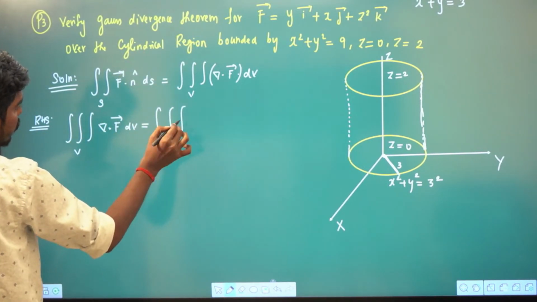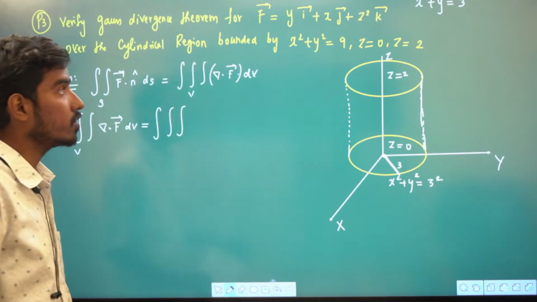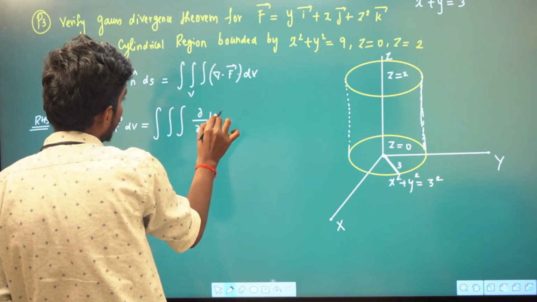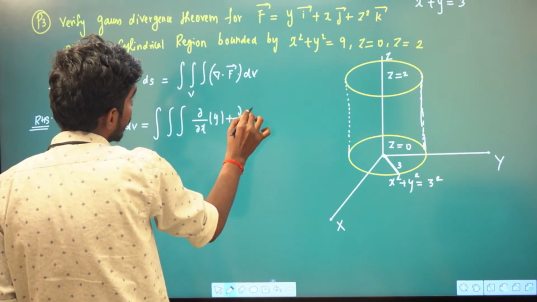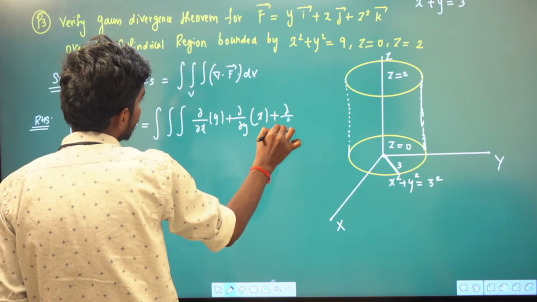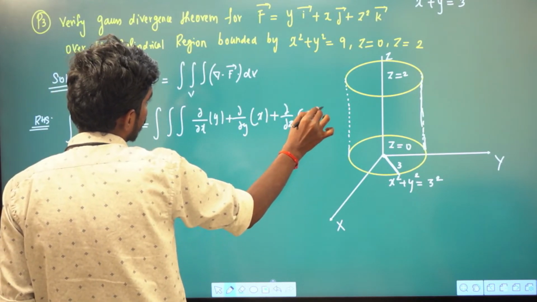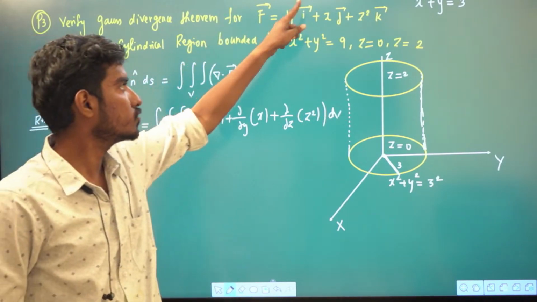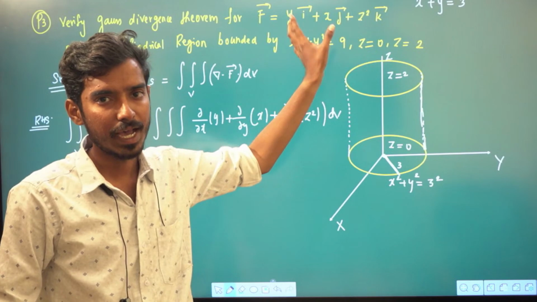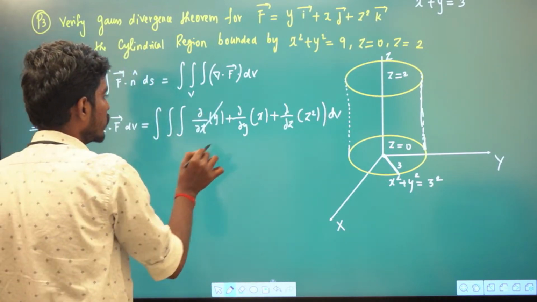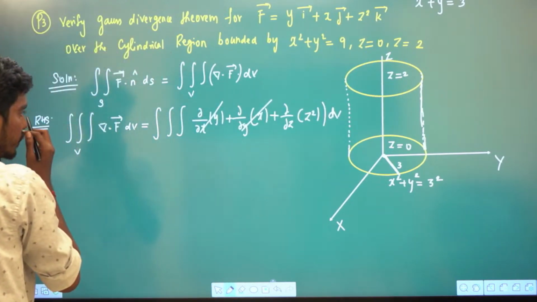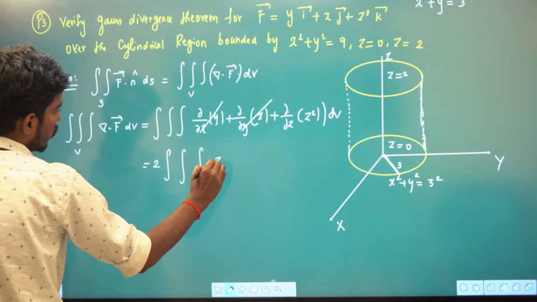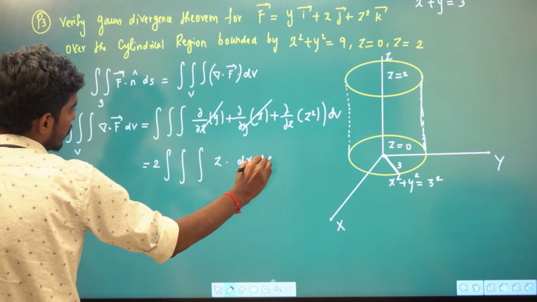So triple integral over V. So del dot F is nothing but differentiate the first component with respect to x, plus dou by dou y of the second component, plus dou by dou z of the third component. This is your del dot F, right? So dou by dou x of this, dou by dou y of that, dou by dou z of that. Add it up. Now you can see this will be 0, this will be 0. So you will have only 2z. So this means I can take this 2 outside. So triple integral over z dx dy dz.